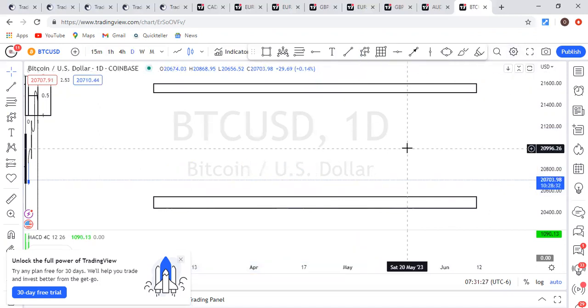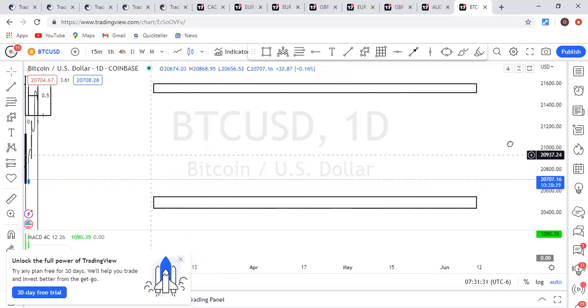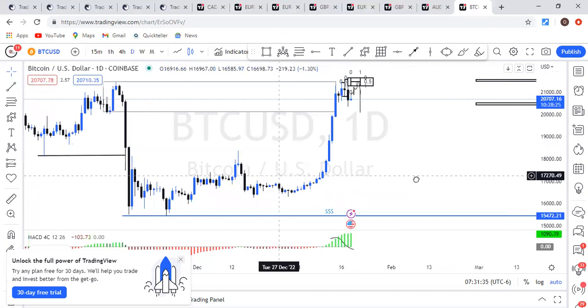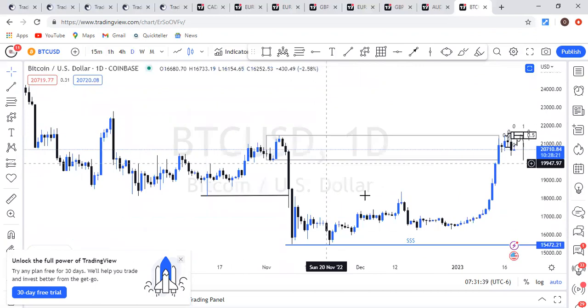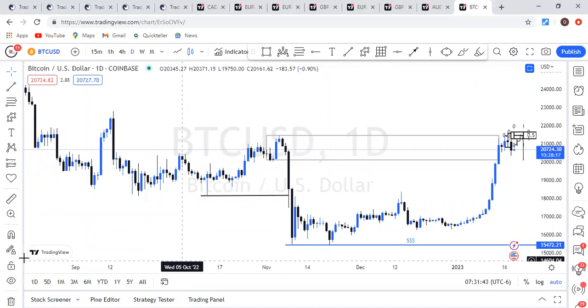So let's now go to a real chart. Let's go to a real chart and show you some things on the real chart. Let me show you some things. This is BTC. Let me clear it out. Let me clear all this mess.